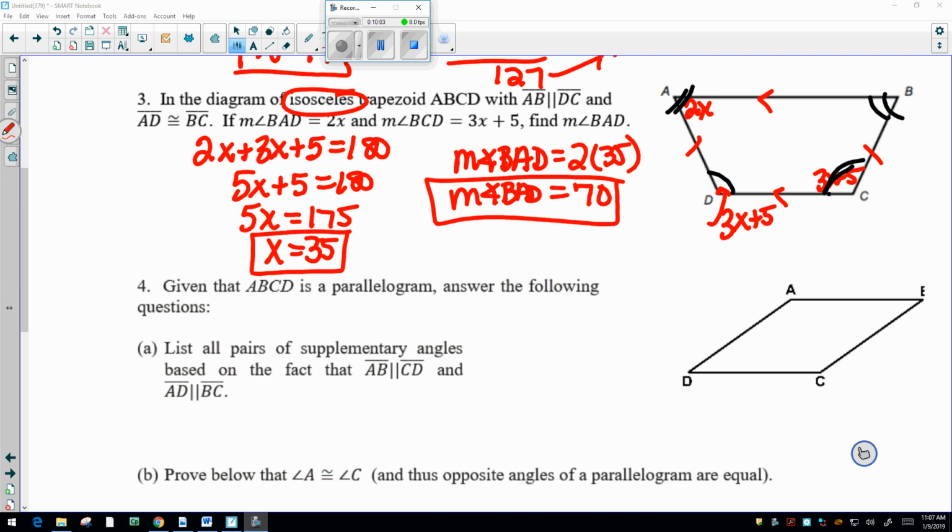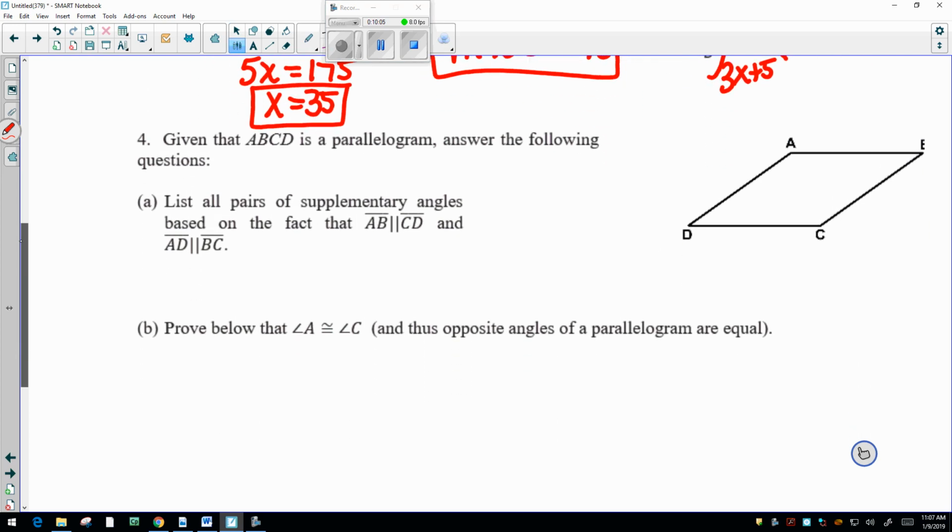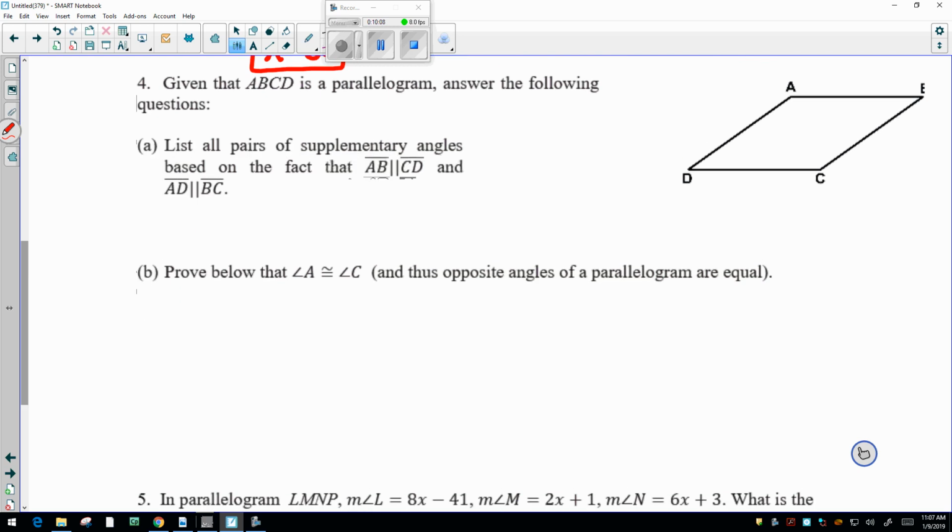So on number 4, we're going to be asked to do a little bit of a proof. And it says we know that it's a parallelogram. So knowing it's a parallelogram, keep in mind what we know. We now have 2 sets of sides parallel.